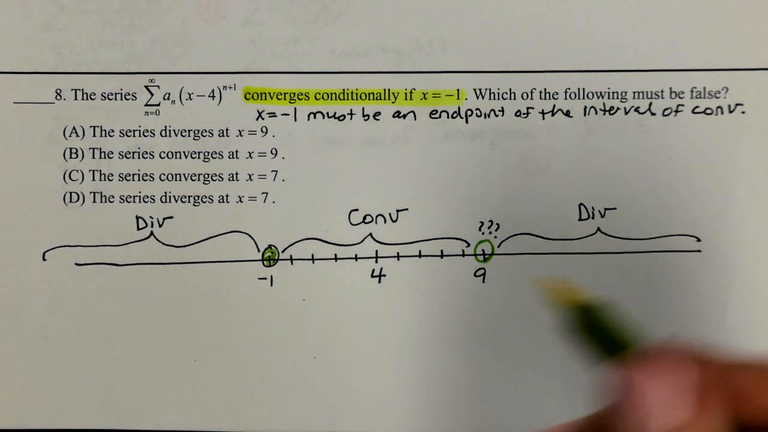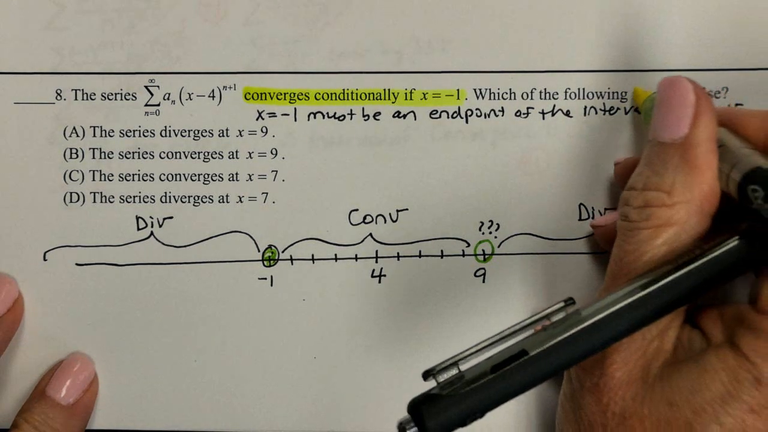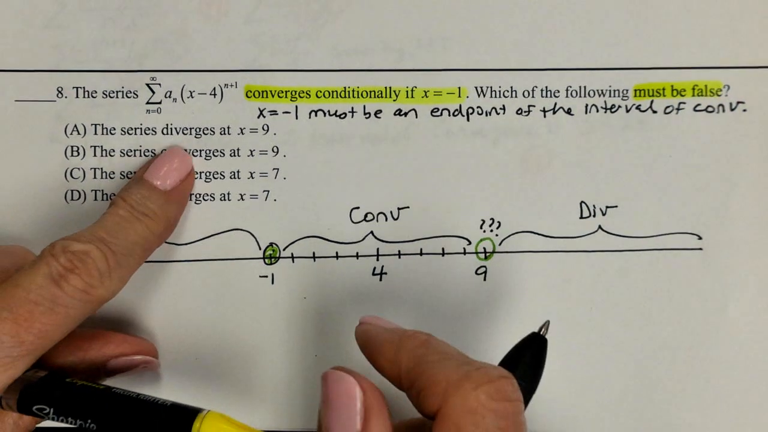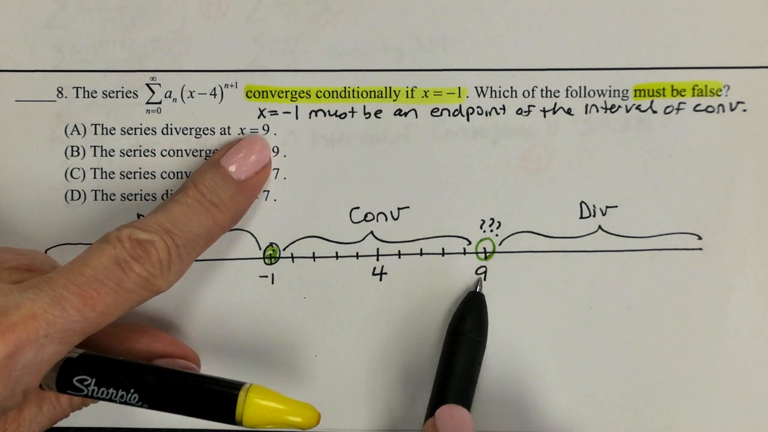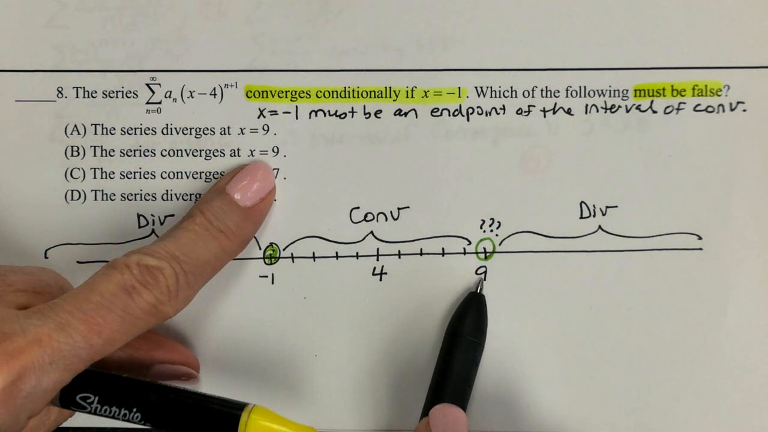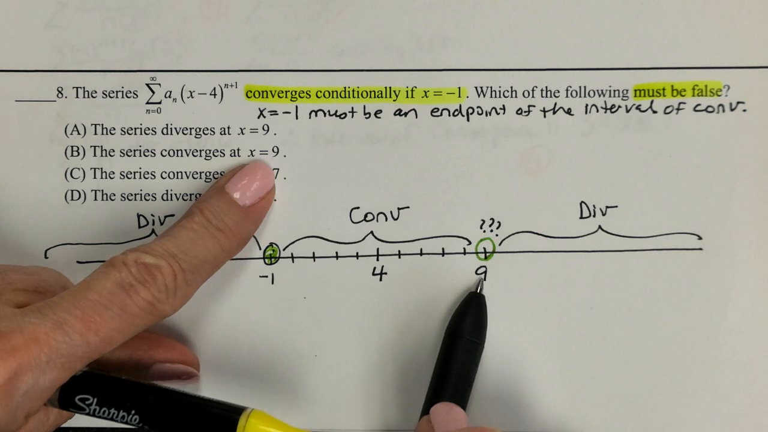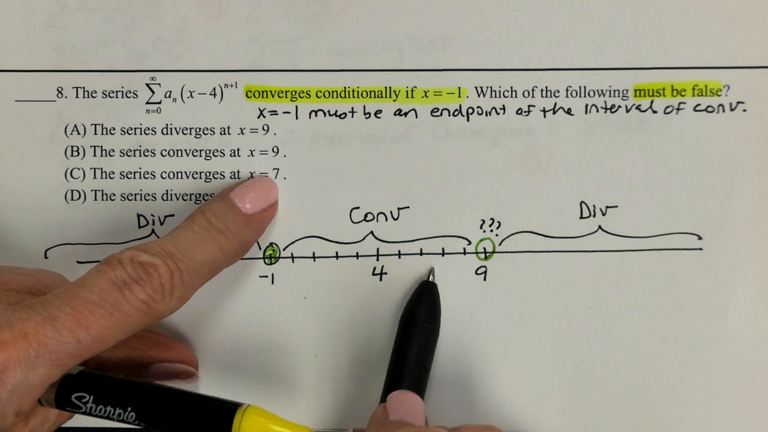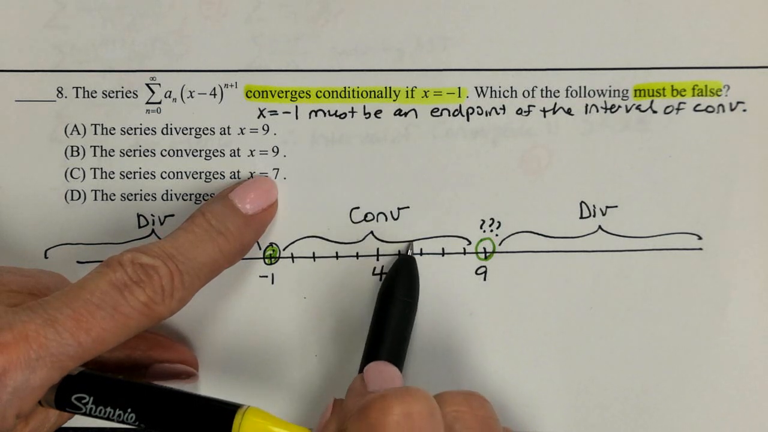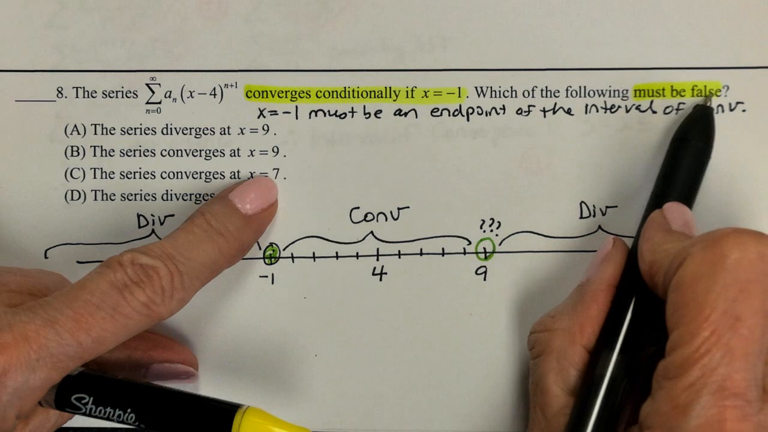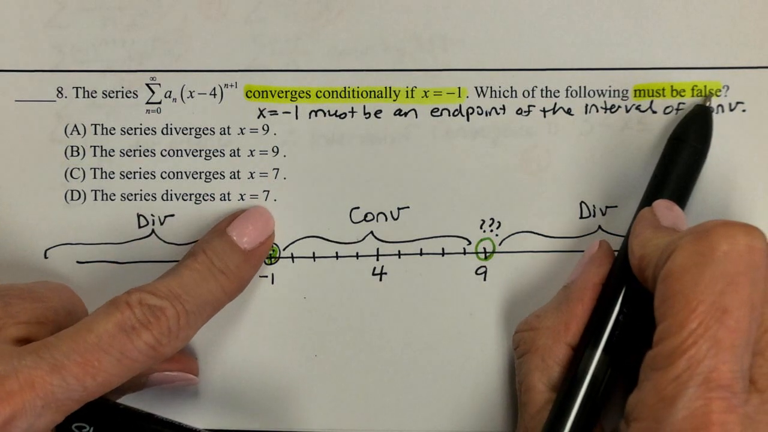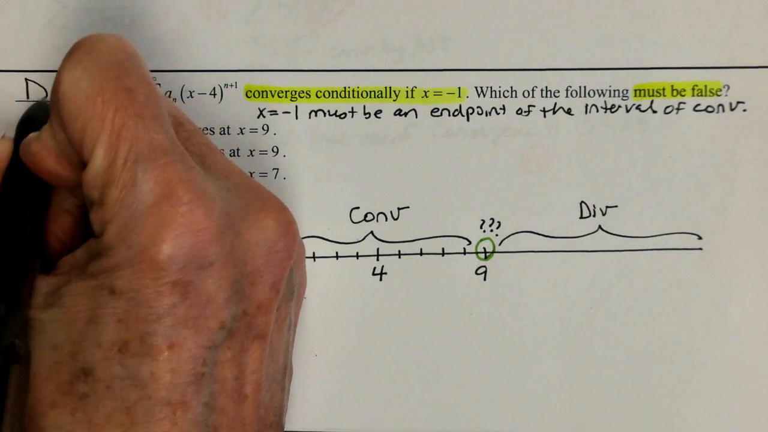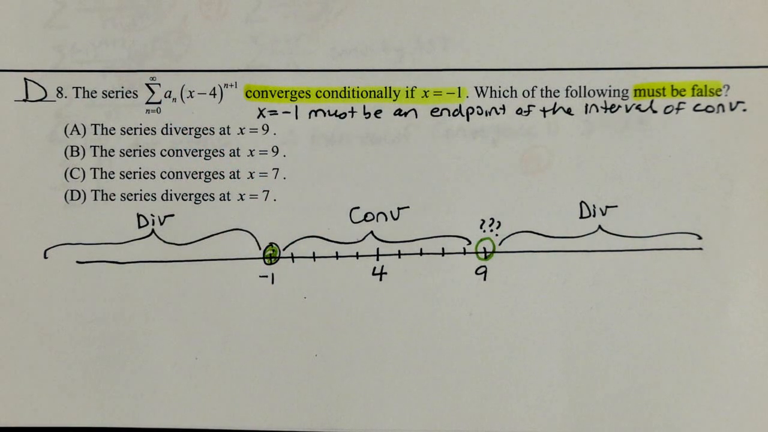And this says, which of the following must be false? Must be false. So, the series diverges at 9. I have no idea. The series converges at 9. I don't know. The series converges at 7. Well, the series does converge at 7. That's true. I don't want it. I want false. The series diverges at 7. That is the false one. So D is the answer here.